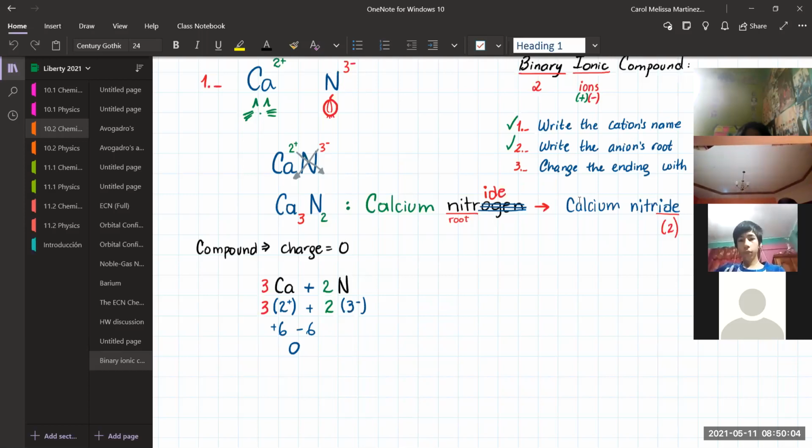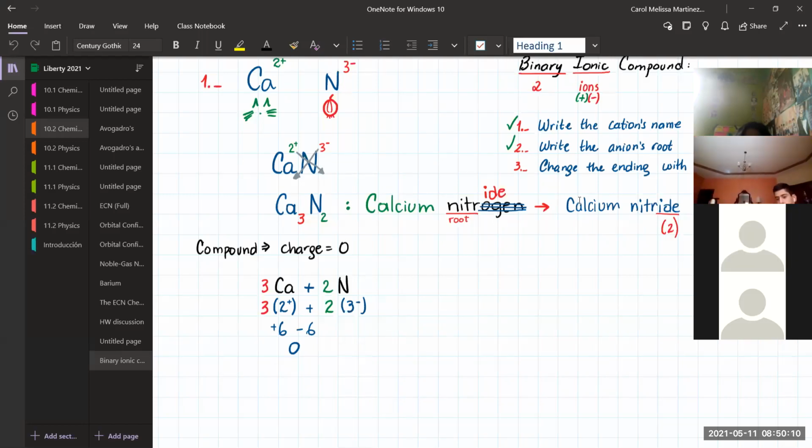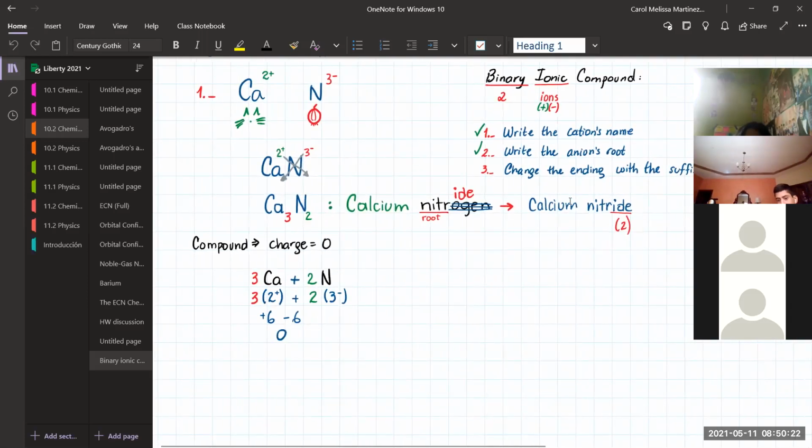Nitride, the suffix IDE, this suffix right here, is only used for binary compounds. So when you read the word, any compound that ends in IDE is telling you that it's a binary compound and that you only need to have 2 ions or 2 elements in the formula. Just like we have right here, we have only 2 elements, calcium and nitrogen. And this is the formula, and this is the name.